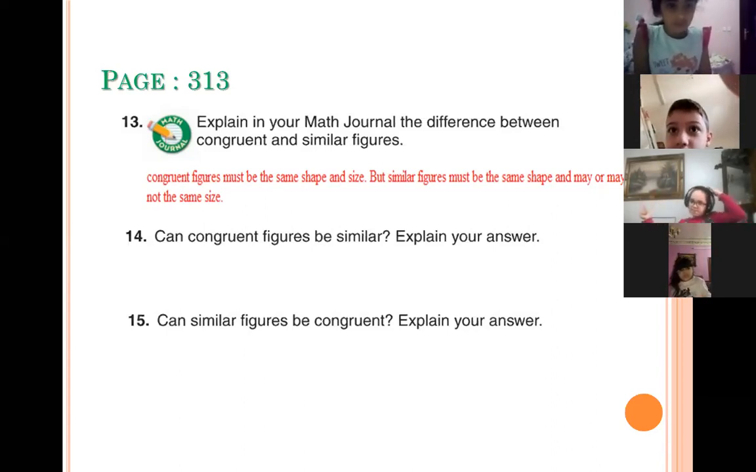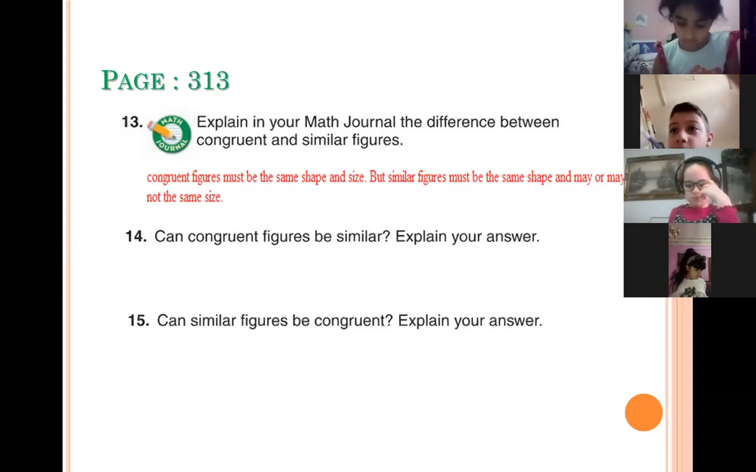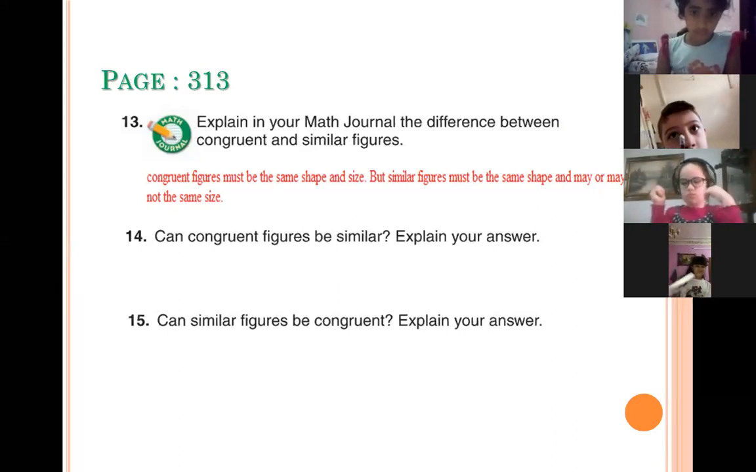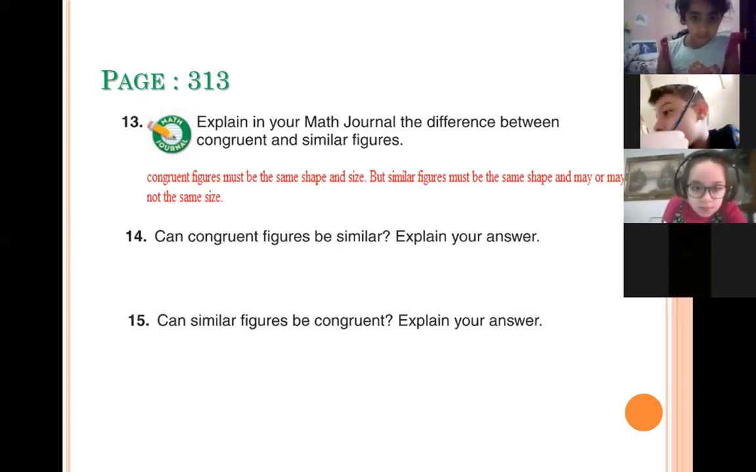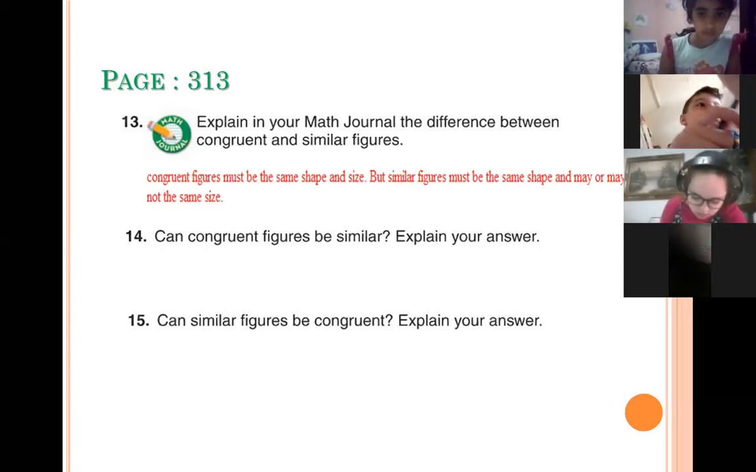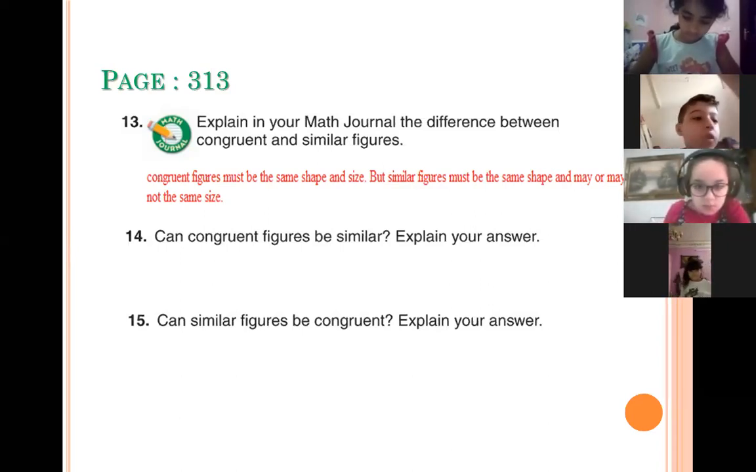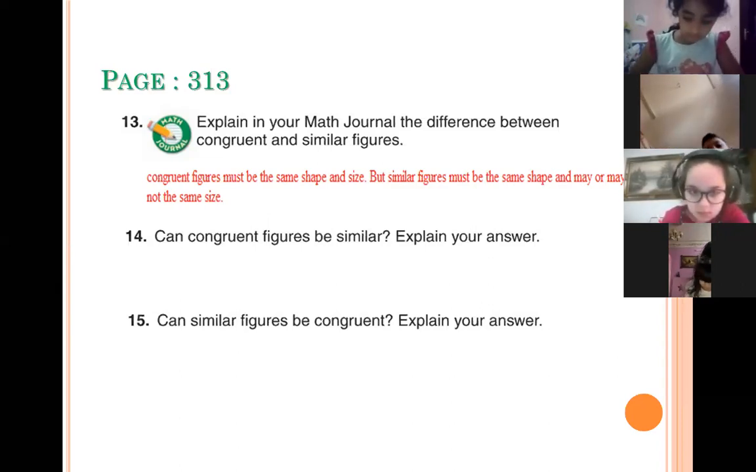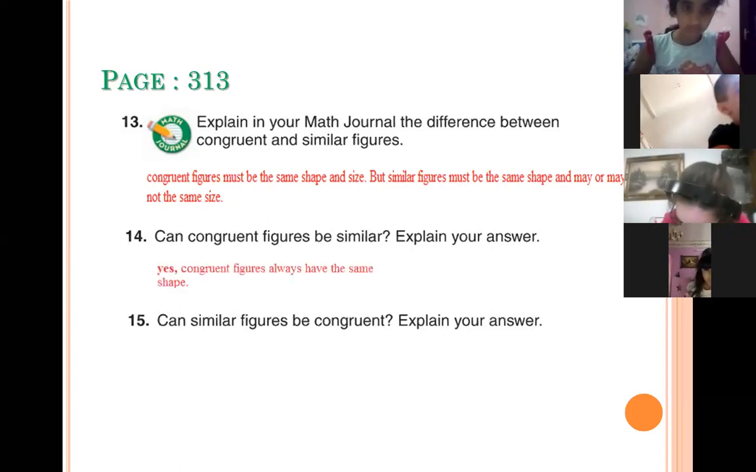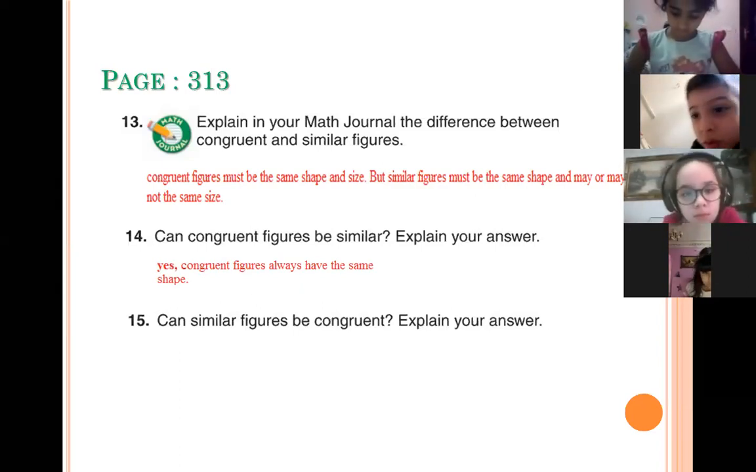Number 14. Can congruent figures be similar? Explain your answer. Yes, because what we said about similar figures is that they must be the same shape, but may or may not be the same size. So yes, if I have the same shape and same size, yes. Can congruent figures be similar? Yes, of course. Congruent figures always have the same shape.